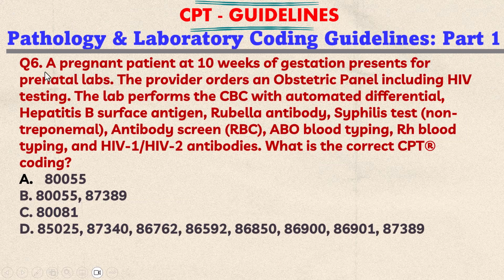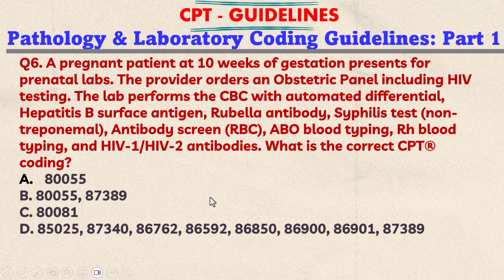Question number 6. A pregnant patient at 10 weeks of gestation presents for prenatal labs. The provider orders an obstetric panel including HIV testing. The lab performs CBC with automated differential, hepatitis B surface antigen, rubella antibody, syphilis test, that is non-treponemal, antibody screen RBC, ABO blood grouping, RH blood typing, and HIV 1 and 2 antibodies. So what is the correct CPT coding? So there are 4 answers available.